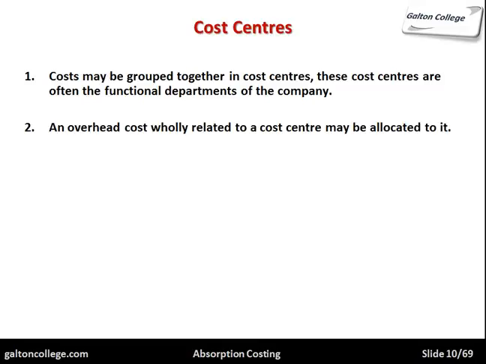An overhead cost usually relates to a cost centre and it may be allocated to it. Sometimes it's possible to identify who's using a particular overhead and then allocate it to a particular cost centre. At least that will give more accountability for that overhead. The person responsible for the cost centre must account for the overhead and must ensure that the overhead is both necessary and used efficiently.